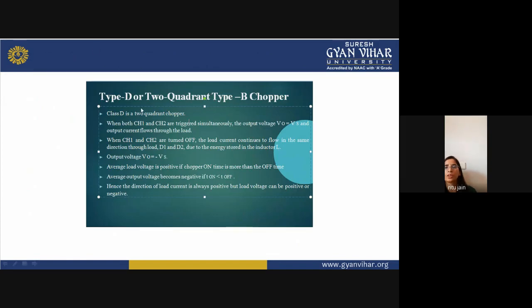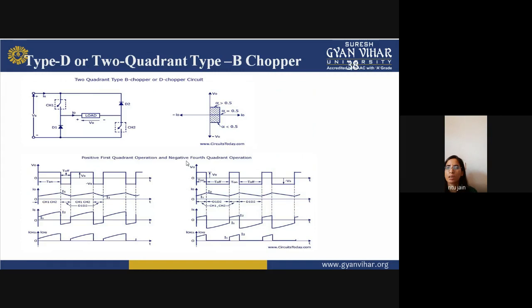Now next chopper is your type D or two quadrant type D chopper. So class D chopper is also a two quadrant chopper, and when both CH1 and CH2 are triggered simultaneously, the output voltage V0 is equal to Vs. You can see from the diagram that this is your class D chopper. This is your CH1, this is your CH2, and this is your diode D1, this is your diode D2.